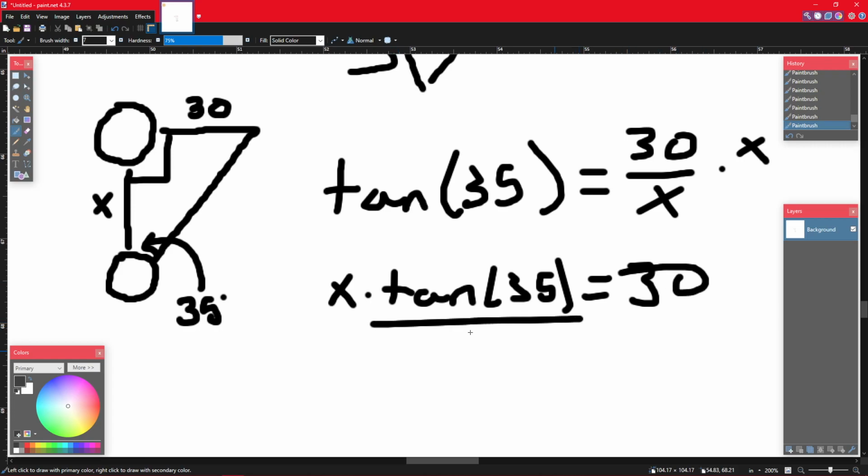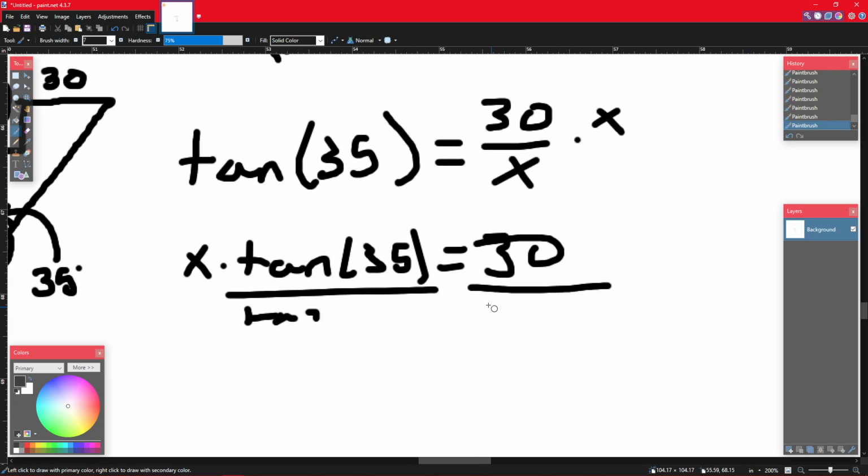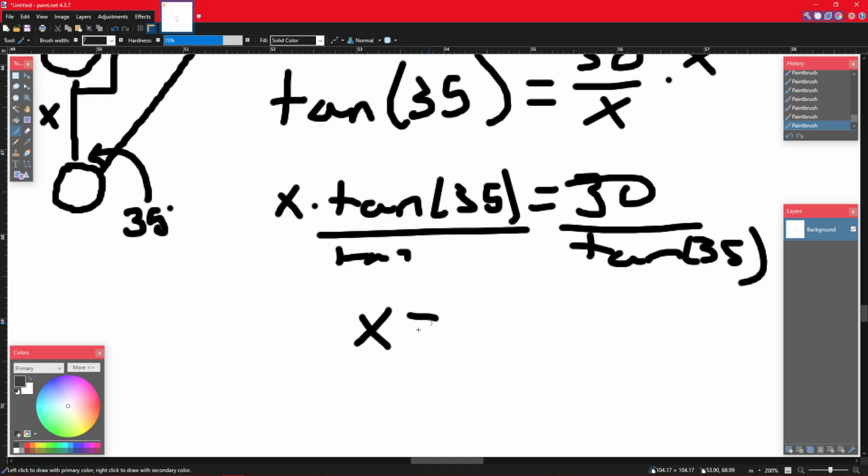Then we want to divide this. Just pretend this is tan. I'm not going to write out the whole thing. So we're going to divide this by tan 35. So now we have x equals 30 over tan 35.